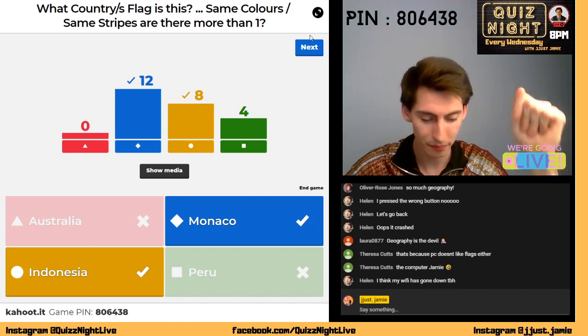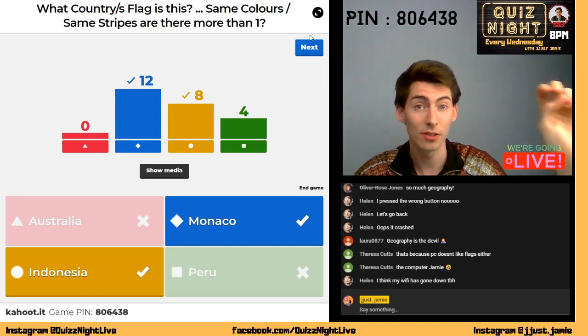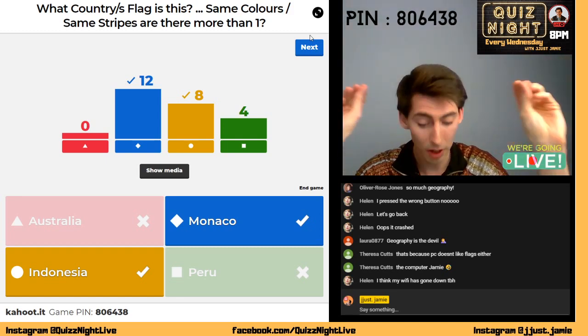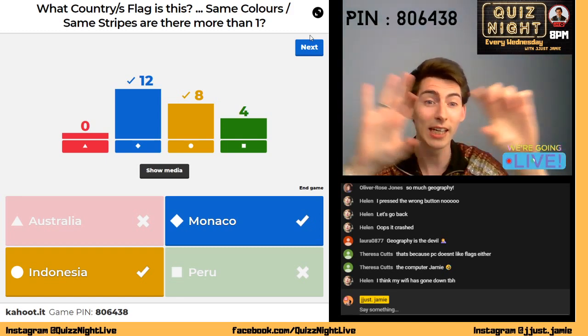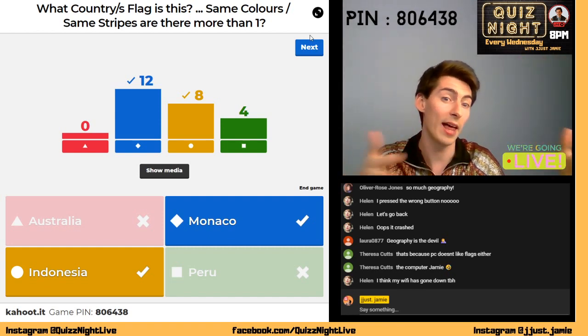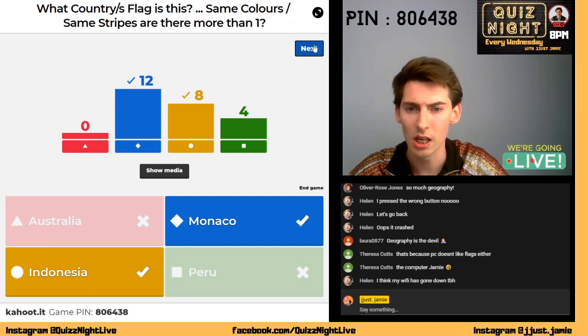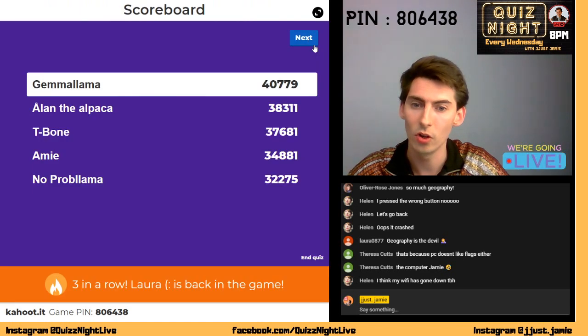Yes, it was Monaco and Indonesia. The interesting thing here is it's the same flag, identical, same on the pole. The only difference is Indonesia's flag is slightly longer, just a few inches longer than the traditional flag. So let's have a look and see which 8 of you got both of those right.